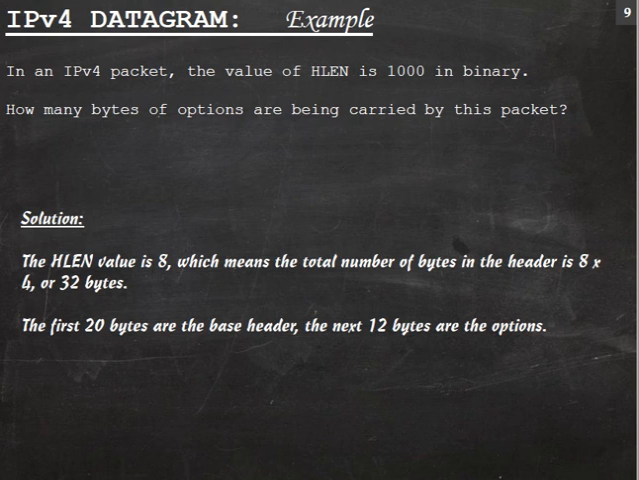As I said, header length is 8, which means the total number of bytes in the header is 8 into 4, that is equal to 32 bytes. As we know, the first 20 bytes are the base header, and the remaining bytes we call options. So out of 32 bytes, 20 bytes are the base header, and the remaining 12 are options. So the answer is, 12 bytes of options are being carried by this particular packet.